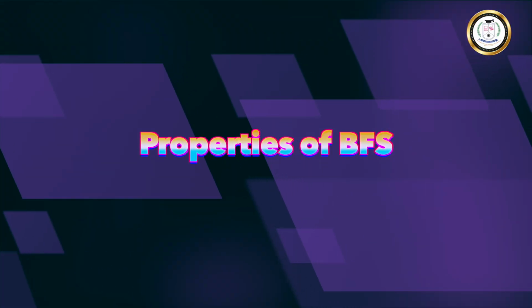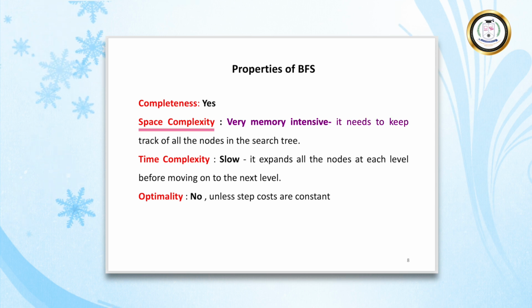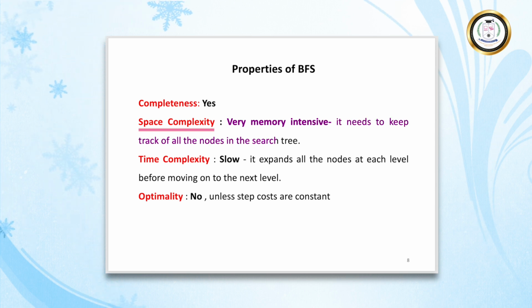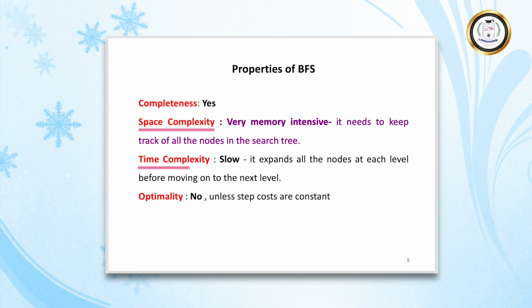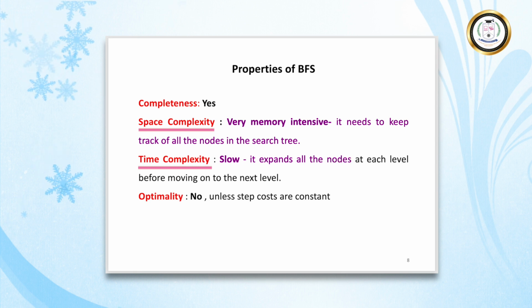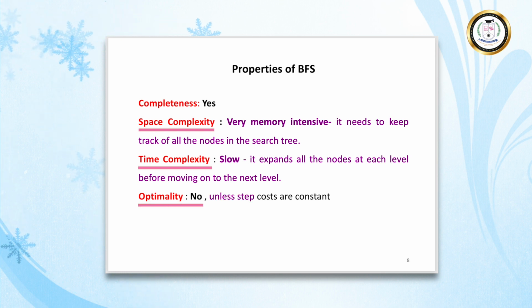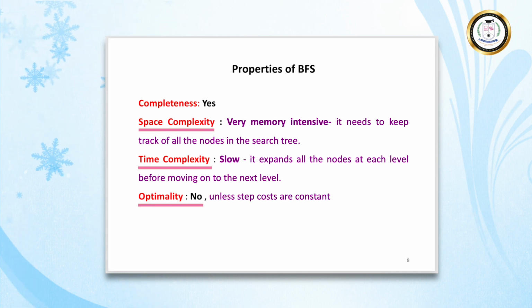Properties of BFS. It has completeness. Space complexity: it is very memory intensive, as it needs to keep track of all the nodes in the search tree. The next one is time complexity. Time complexity is slow, as it expands all the nodes in each level before moving on to the next level. There is no optimality unless step costs are constant. So, in practice, the memory requirements are typically worse than the time requirements.